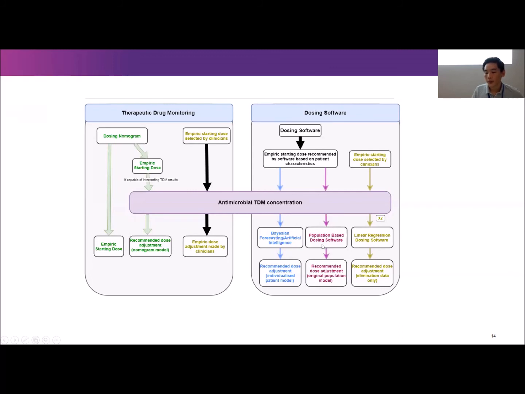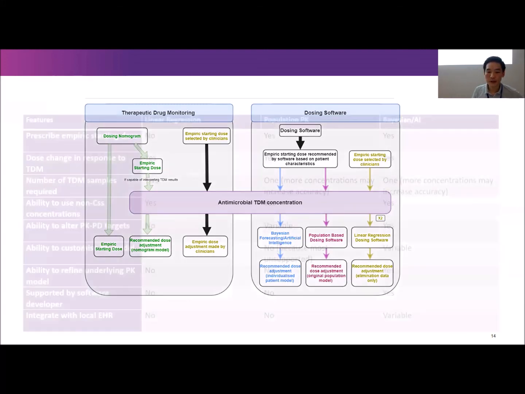You have your population-based dosing programs, whereby any dosing recommendations are based off the original population model, so that may or may not be appropriate depending on how well your patient fits in that model. And the third one is the Bayesian or AI approach, whereby the recommended dosing changes are actually based off an individualized model that the dosing software has created for your patient.